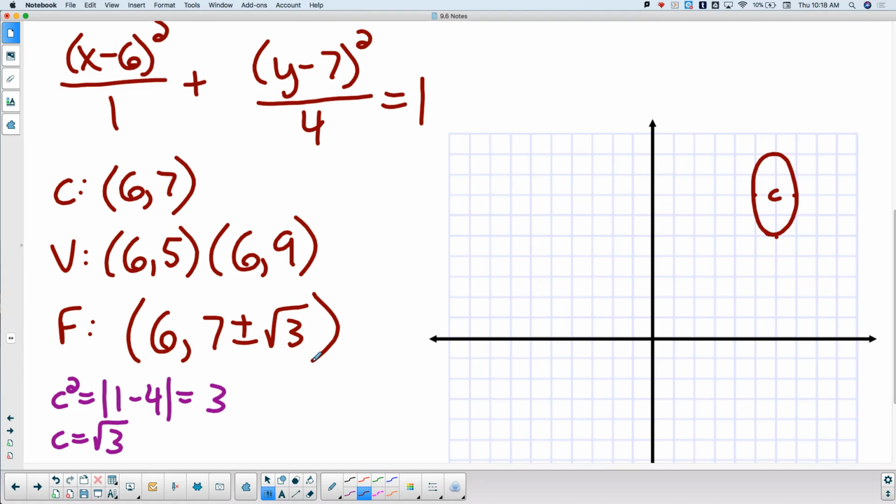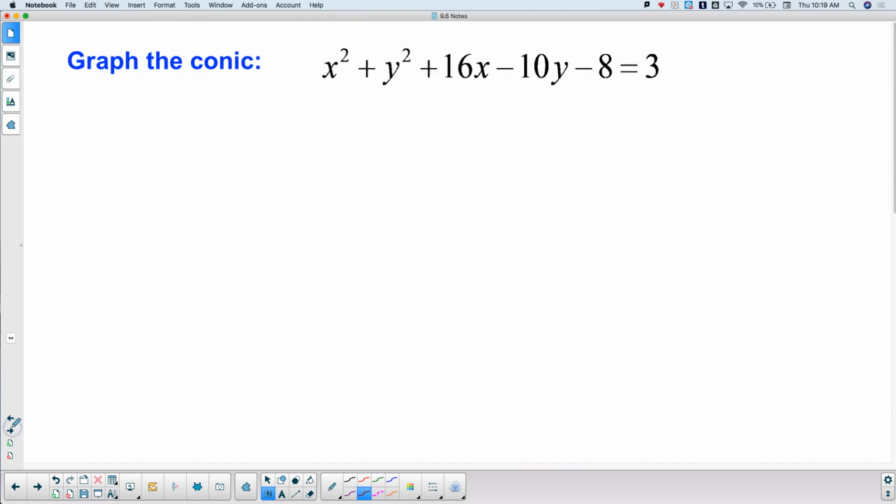Questions on that one? Should look relatively familiar to you if you were in class yesterday. It was the example we did yesterday in class. Okay. So what I'd like you to do now is do that exact same thing on this. I would like you to graph this conic. Follow the steps to graphing this particular conic.